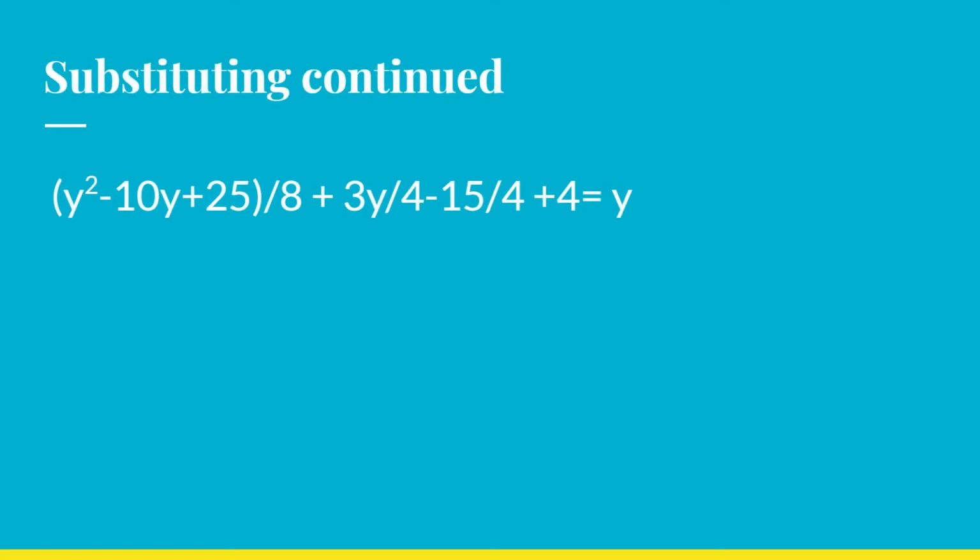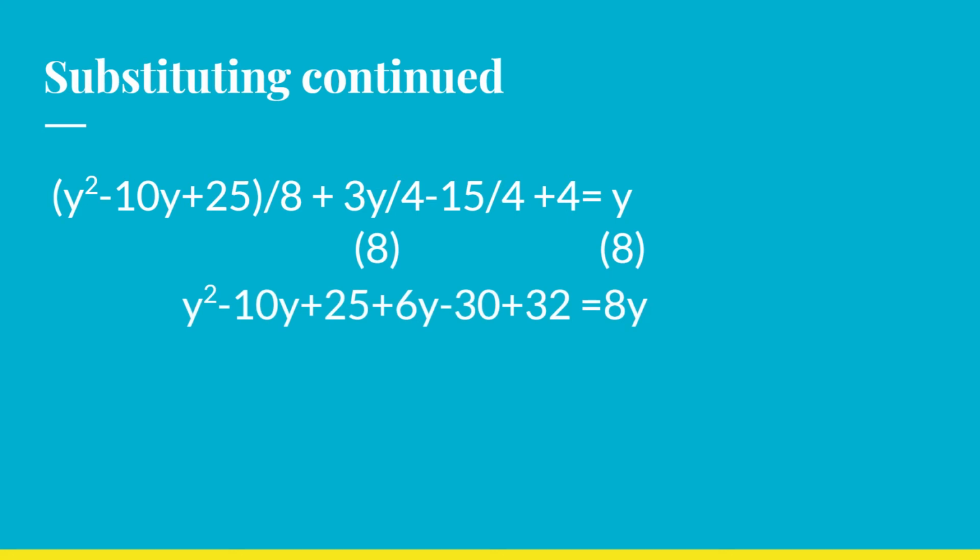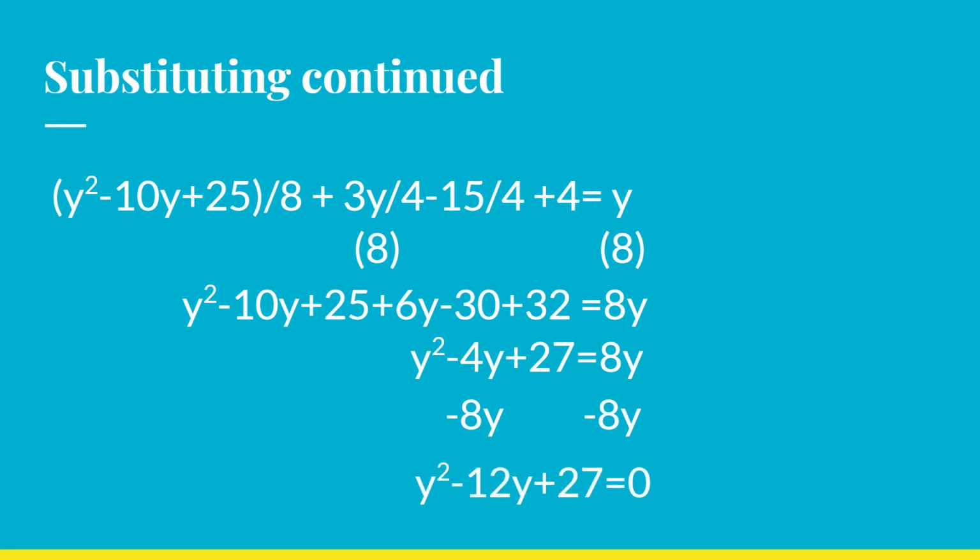And we're going to continue substituting. Now we got these, after we solved it and simplified it a little bit. What we want to do here is clear out all the fractions, which makes it easier for us to solve it. So we multiply everything by 8 because that's a common denominator, and we add like terms. Since we're going to be solving a quadratic equation, we want to make the right side equal to 0. So we subtract the 8y that's to the right, and we get another quadratic equation: y squared minus 12y plus 27 equals 0.